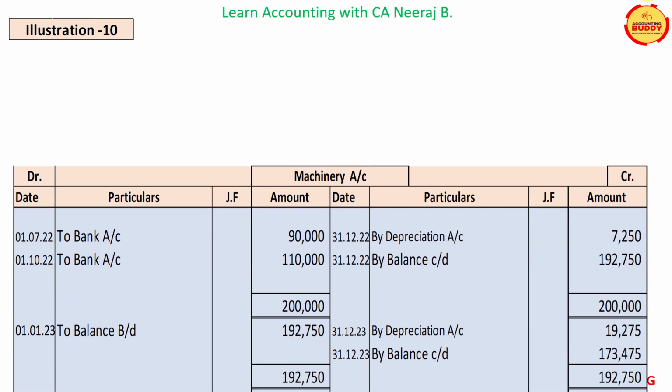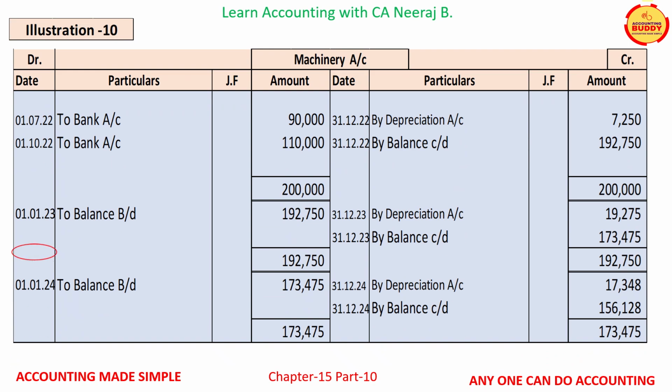Machinery ledger account is displayed on your screens. On 1st of July 2022, machinery worth $90,000 is purchased, and again on 1st of October 2022, another machinery for $110,000 is purchased and the payment is made by checks. Both the transactions are posted on the debit side of the account by writing the words to bank account.